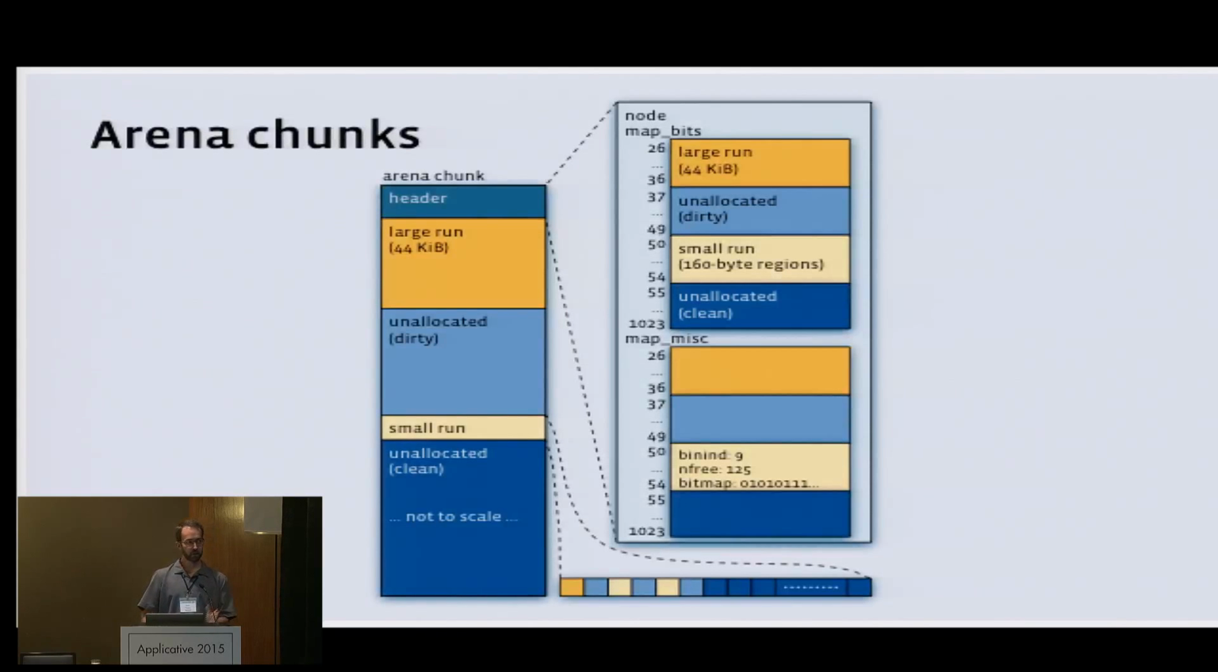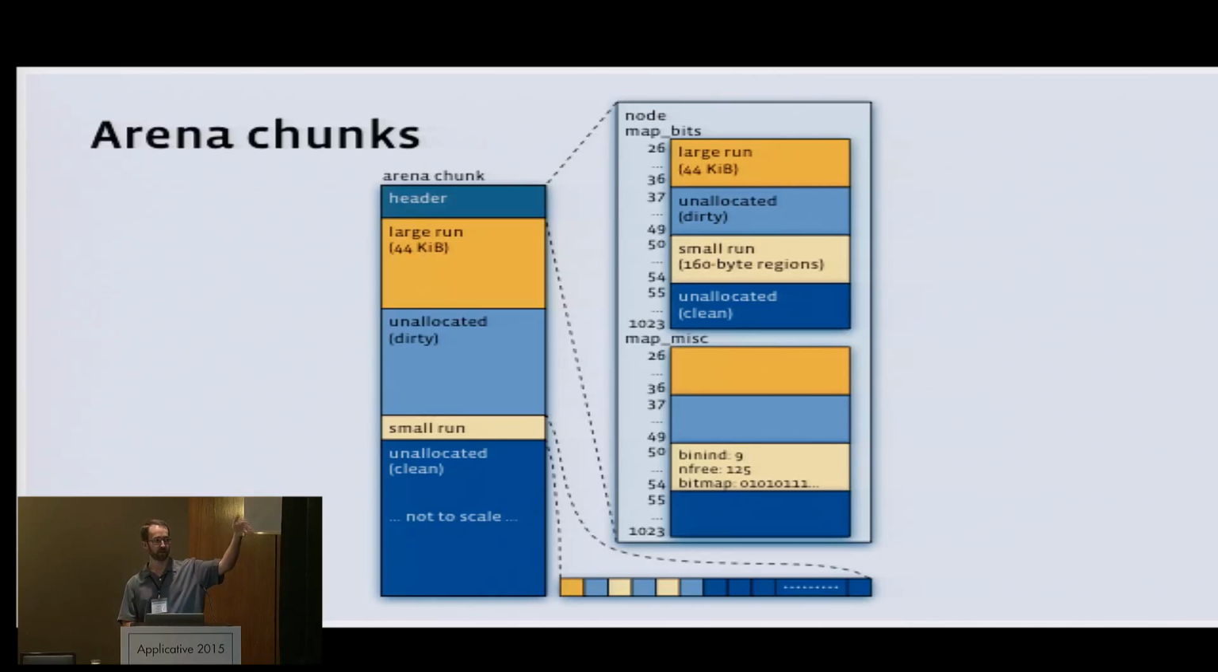This is what an arena chunk looks like. This color scheme, I tried to follow it throughout the rest of the talk, so just take a moment to internalize the colors here. This is a 4 megabyte chunk. That'll probably actually decrease by jemalloc 4, down to maybe as low as 256K. But we've got the header at the top. That's where all the metadata are.